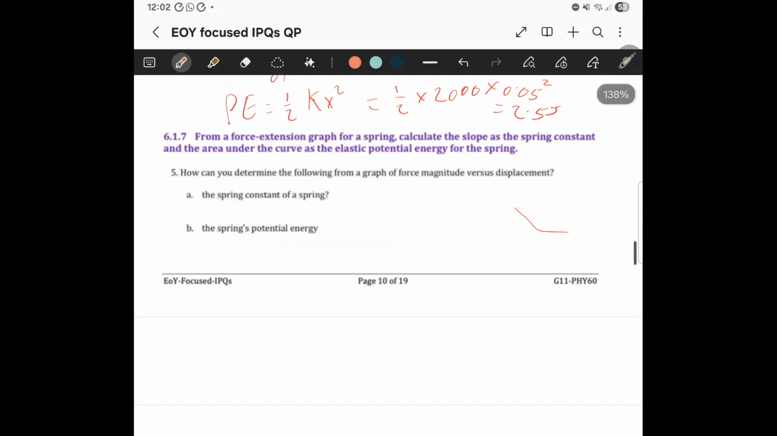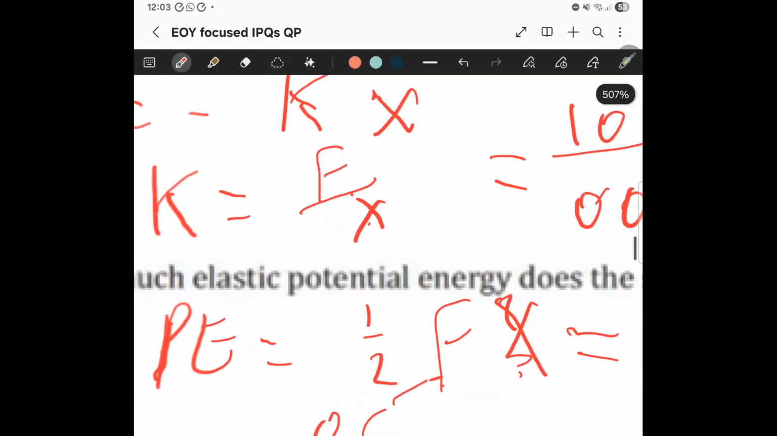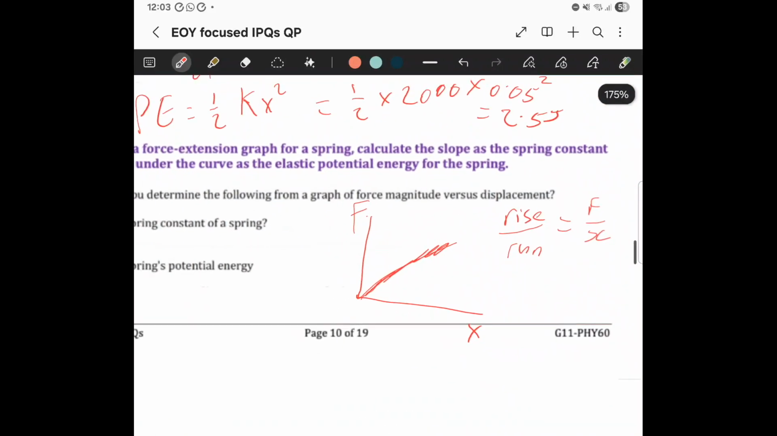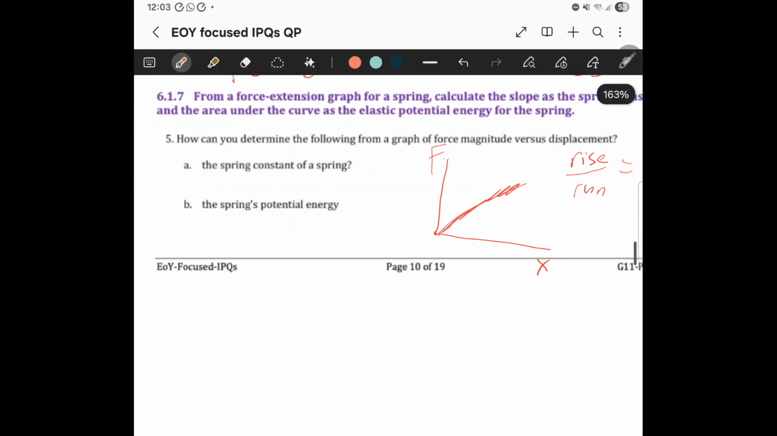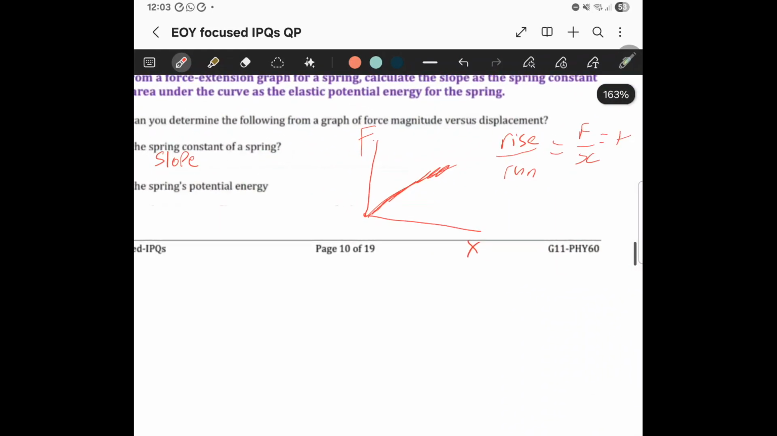How can you determine the following from a graph? If you were having a graph, something like this, where did that line come from? The slope of the graph, this is force, that's an F, and this is my displacement. Force divided by displacement, rise over run. Yes, y2 minus y1 over x2 minus x1, rise over run from math. That's simply F over x. That's k. So that is my constant. How can you determine it? It is the slope. That will be my k, my constant. I will write here, k.